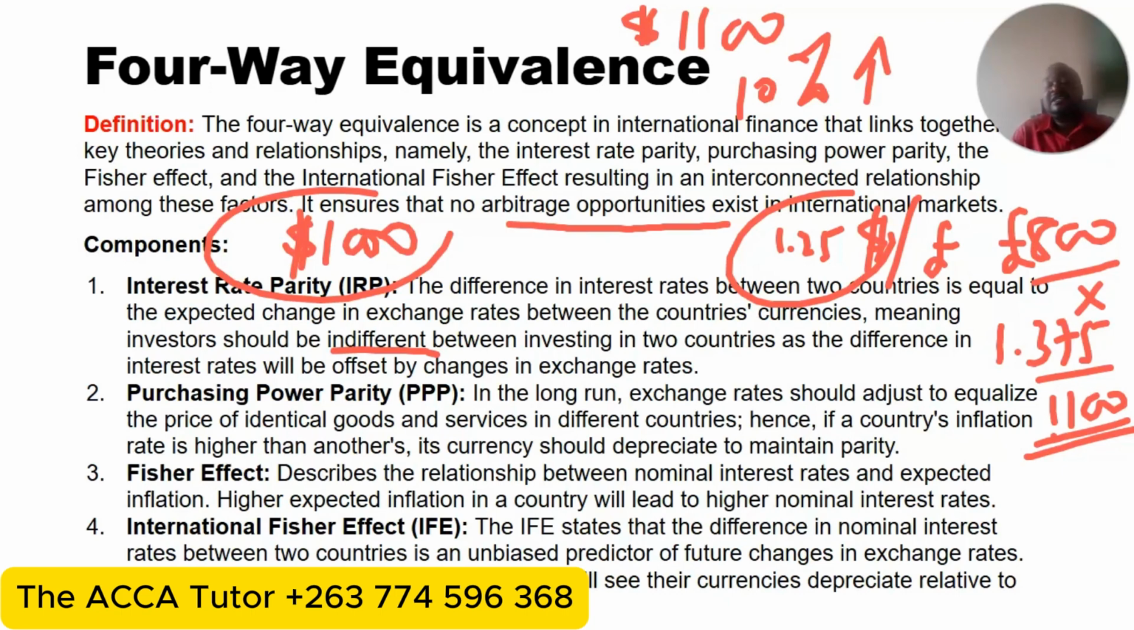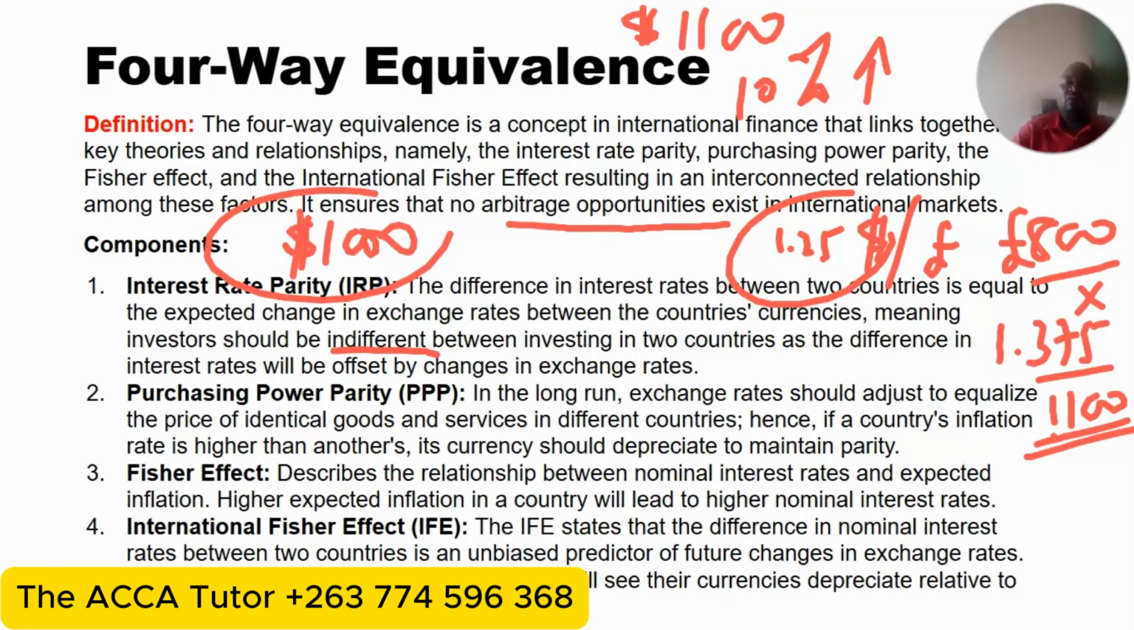Then, lastly, the International Fisher Effect. The IFE states that the difference in nominal interest rates between two countries is an unbiased predictor of future changes in exchange rates. Countries with higher nominal interest rates will see their currencies depreciate relative to countries with lower nominal interest rates.